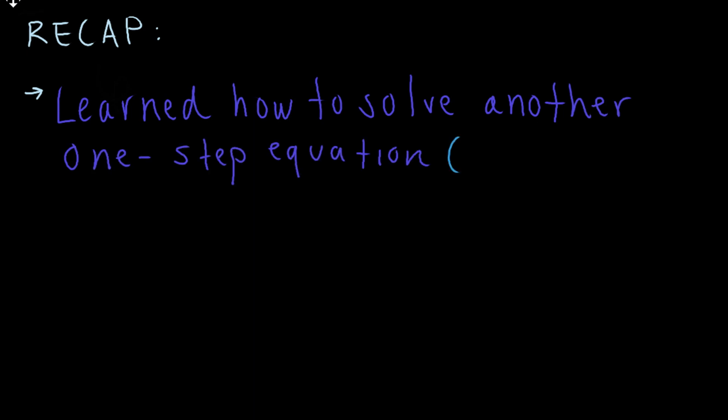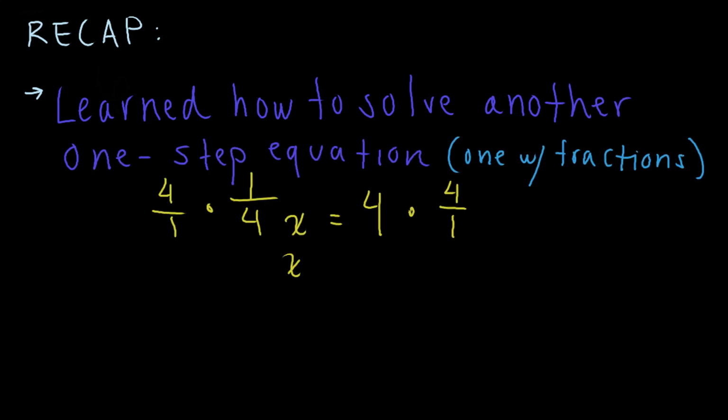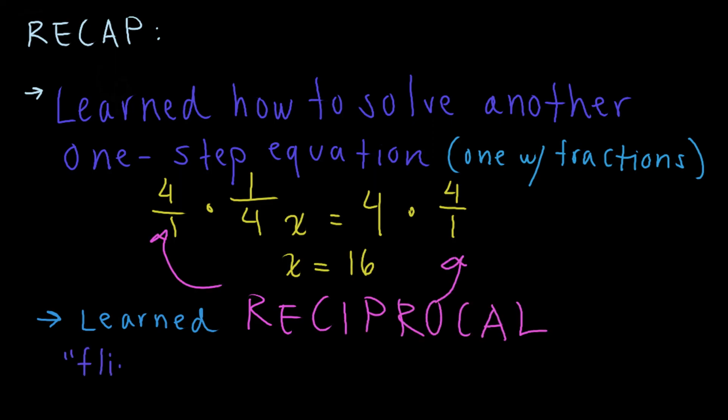Now let's do a recap on what we learned in this lesson. In this lesson, we learned how to solve another one-step equation by using the reciprocal. We also learned in order to find a number's reciprocal, we must switch the numerator and denominator. And if you were to multiply a number by its reciprocal, the answer is 1.